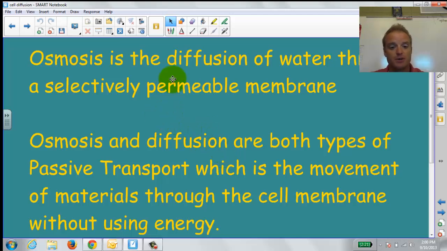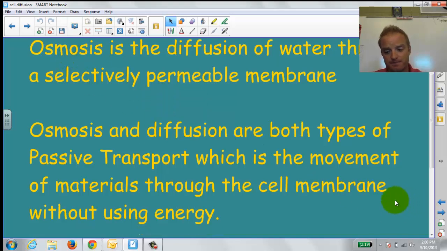Again, diffusion in general is that idea of going from higher concentration to lower concentration. The second part there was osmosis, and again, this was more specific to water. Osmosis is the diffusion of water through that membrane. So when water passes through, we call that osmosis. It's a more specific type of diffusion.